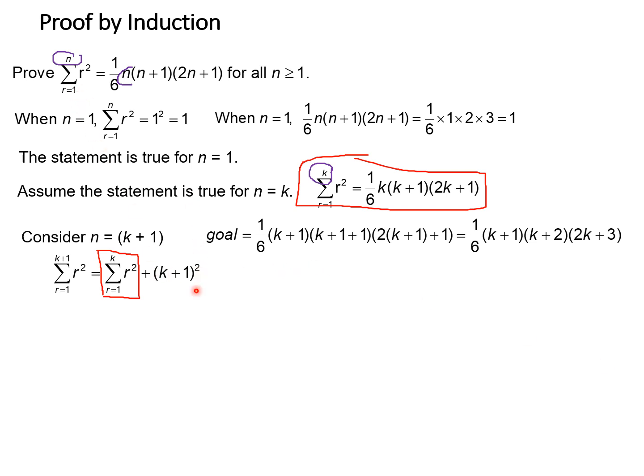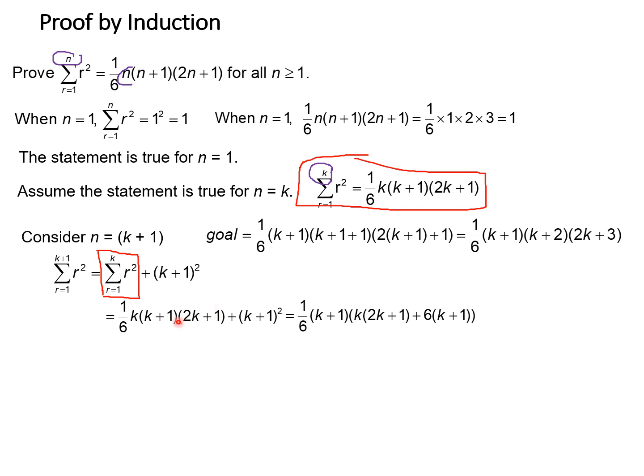Okay, and then now we expand this so that we match the goal. So in order to expand, we have copied down 1 over 6k times k plus 1 times 2k plus 1, right? And bring down the k plus 1 square, and we expand it. When I expand it, it's up to you how you're going to expand it, but always work towards the goal. Okay, so 1 over 6.